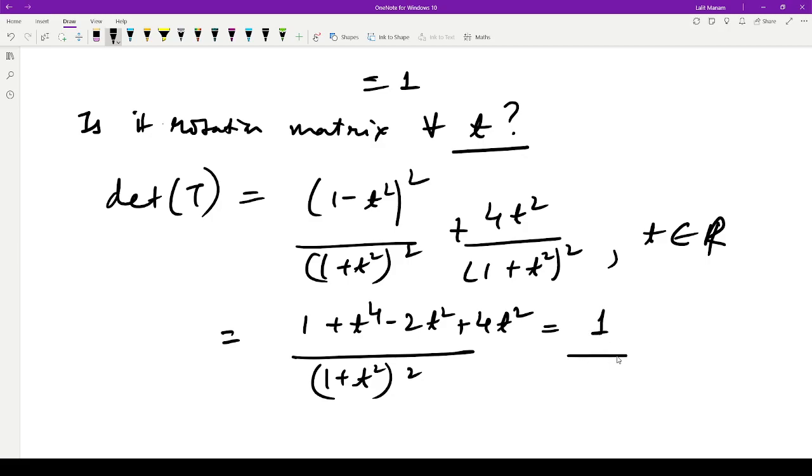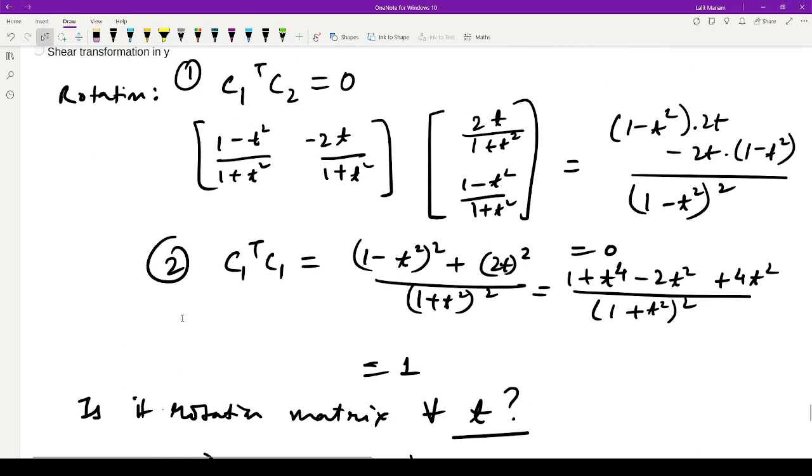It is actually 1 for all values of t belonging to real numbers. So that means the determinant can never be 0, so it is invertible. That means it will always be a rotation matrix, because we cross-verified these things, the properties of a rotation matrix.